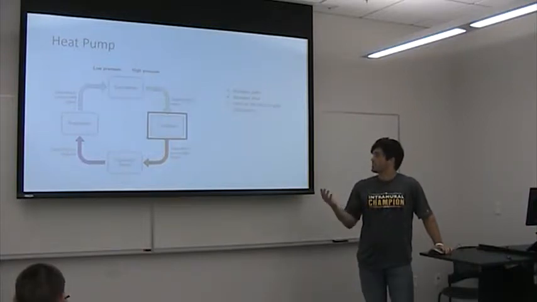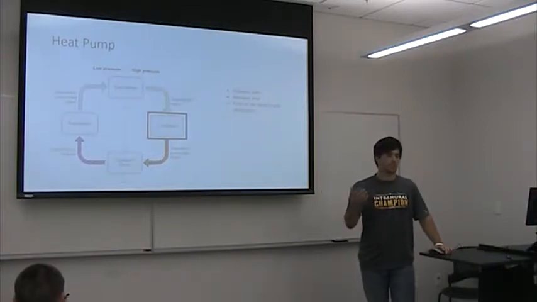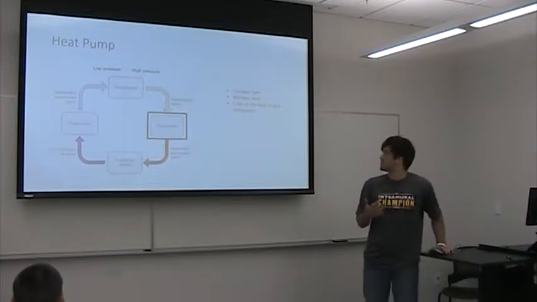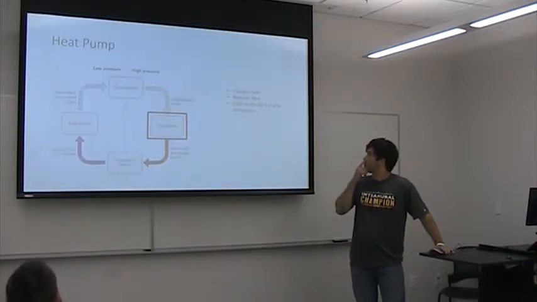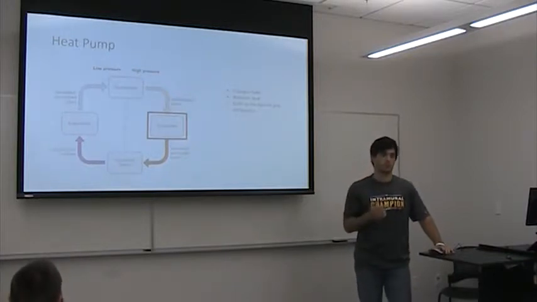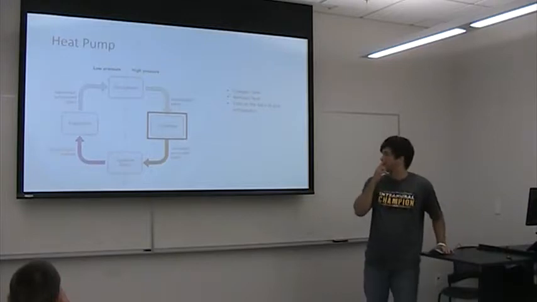Next we have the condenser. The condenser is where the heat actually gets dumped. The state will change from a vapor to a liquid as the heat is being released. And this is like the coils on the back of your refrigerator.